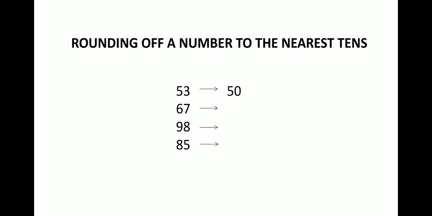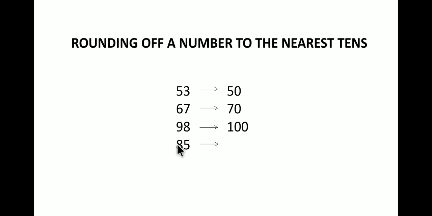Now 67, looking at the ones place in 67, that is 7, this 7 is more than 5. So this will be contributing one extra value to 6. So this 6 becomes 7 and thus we can say that 67 is very close to 70. Similarly, 98, you see that there is 8 in the ones place in 98. So that 8 is more than 5. So it will contribute 1 to this 9 over here. So 98, the closest tens in 98 will be 100.